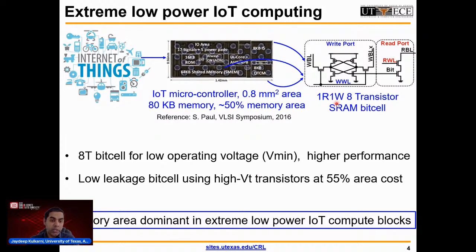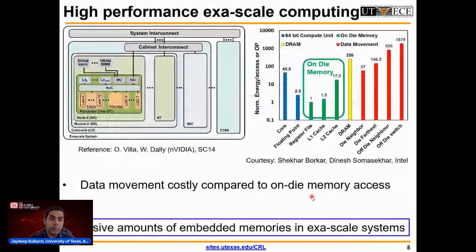And in order to reduce the leakage, they have used a high VT, high threshold voltage transistor, which also increased the bit cell area. So the point I want to make is that even in this tiny microcontroller silicon footprint, you can see that memory occupies a significant portion for these extreme low power IoT compute blocks.